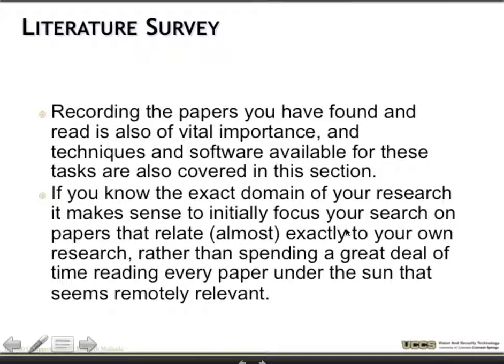If you know the exact domain of your research, it makes sense to initially focus your search on papers that are related almost exactly to your own research, rather than spending a great deal of time reading every relevant paper under the sun that seems remotely relevant. So if you already have talked with your advisor and you have a research direction, I'm going to make you do the browse, but realize that you're not going to get as much out of that. But you still might find something relevant through it.